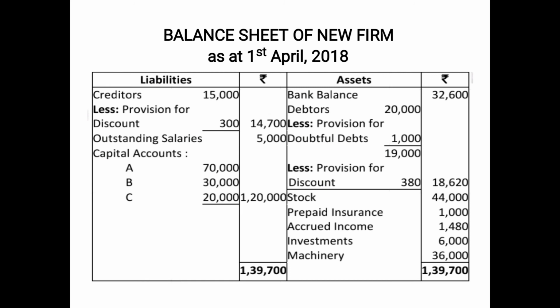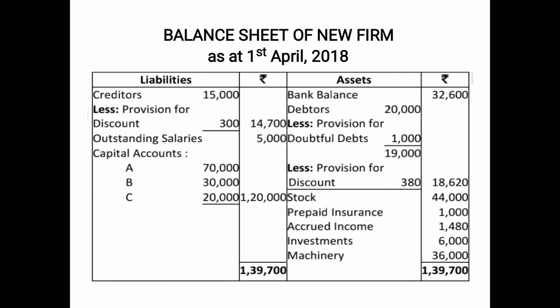Then we are showing the value of debtors 20,000 minus provision for doubtful debts 5%, that is 1,000 on 20,000. So the value came to 19,000, minus 2% provision for discount on 19,000, that is 380. So ultimately the amount of debtors came to 18,620. There was no change in stocks, so stock has been copied as it is, 44,000.